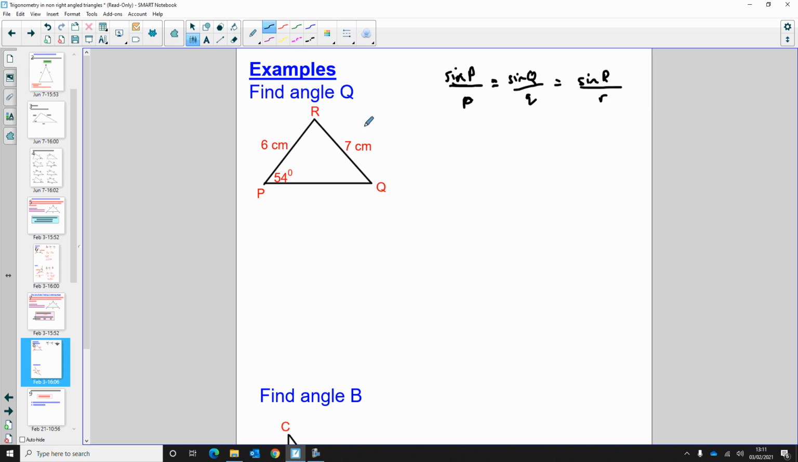Now let's see what information we've got. We definitely need to find Q, so we're definitely going to need this one. And the other bits of information, well, we've got the angle P and the side P. We don't know R, the angle, or the side, so we can just ignore that one now. So let's plug these in. So angle P is 54, so that's going to be sine 54. And then little p is going to be 7, because that's the side. Sine Q, well, we don't know what Q is, the angle, but we do know that the side Q is going to be 6.